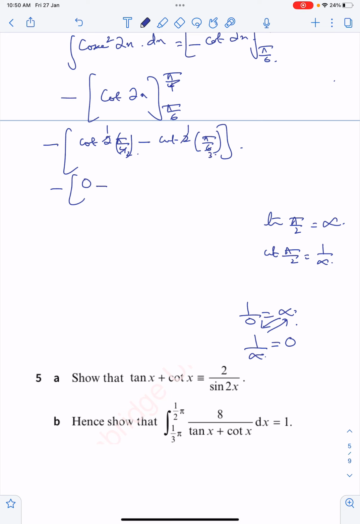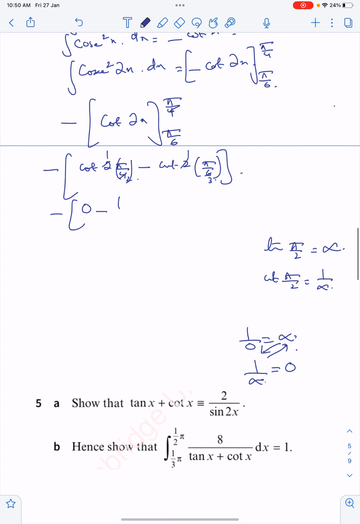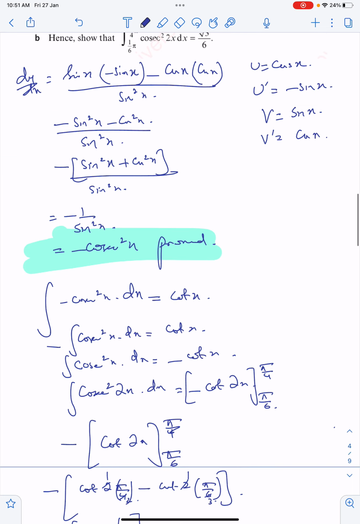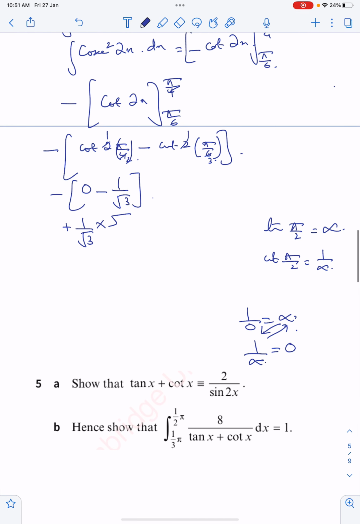Cot of pi by 3 is the reciprocal of tan of pi by 3. Tan of pi by 3 is root 3. It's going to be 1 upon root 3. So this becomes plus 1 upon root 3. If I simplify this, I'm getting a root 3 upon 3.